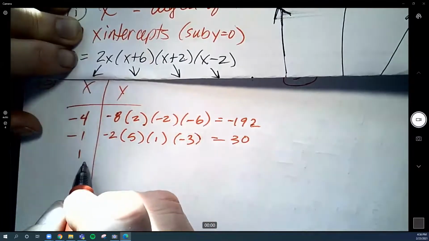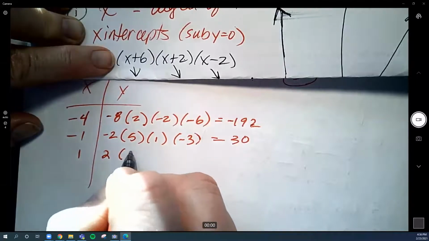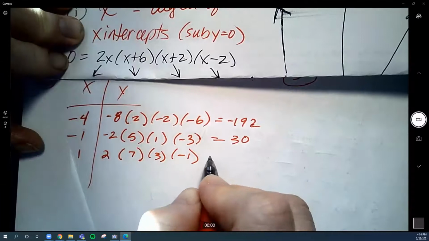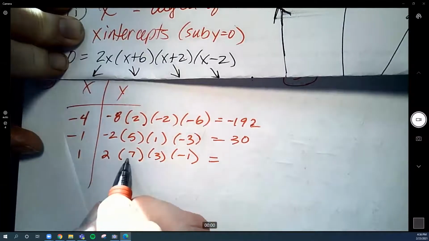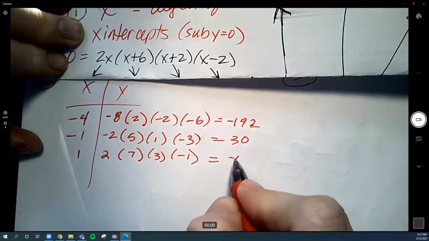One more here. Let's try 1. We'll have 2 times 7 times 3 times -1. That's going to give me 14 times -3, which gives me -42.